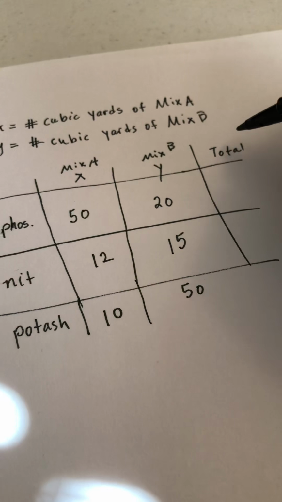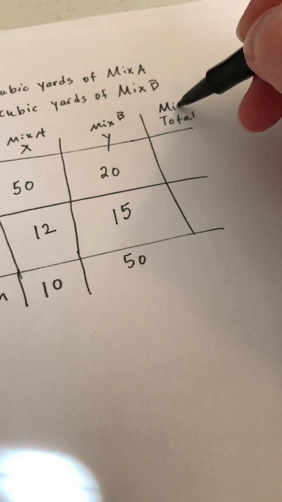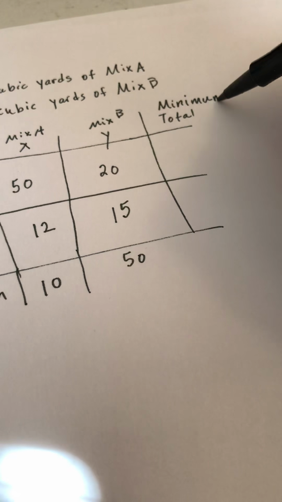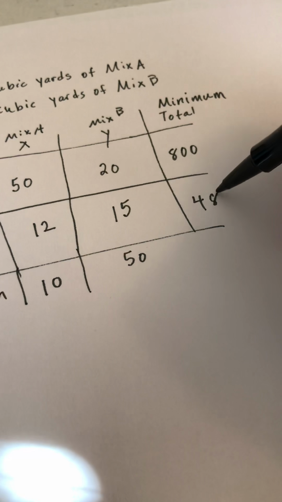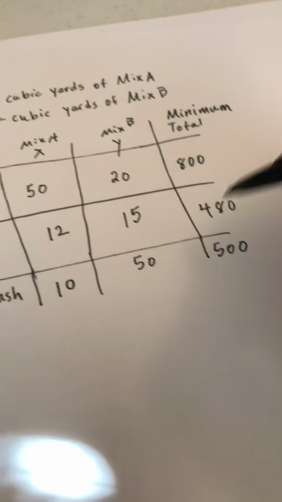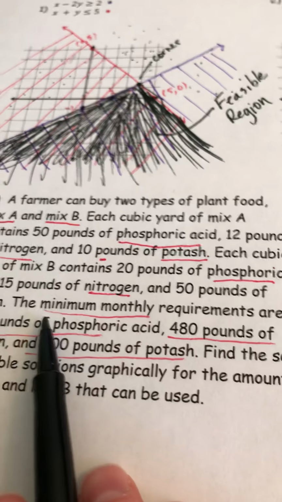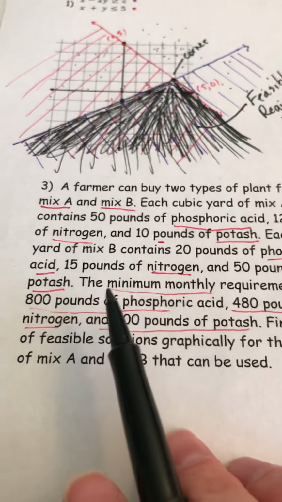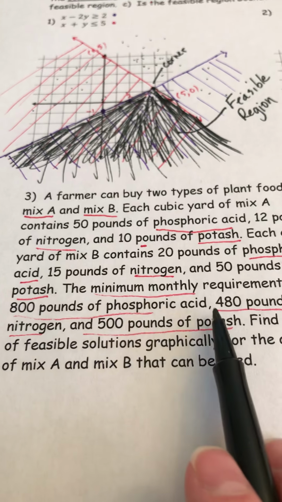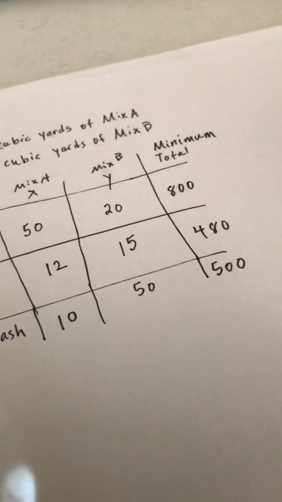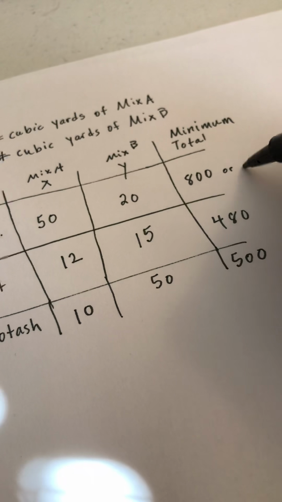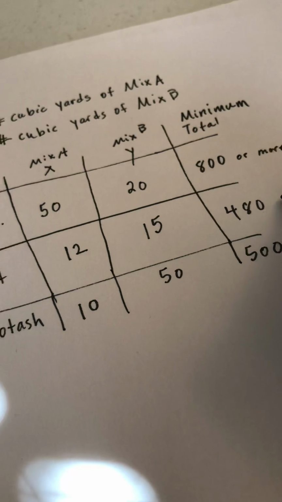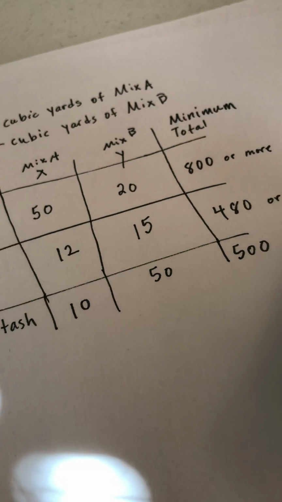Now the total is stated as minimum requirements. So minimum is going to be important here. Minimum of 800, 480, and 500 is what it's saying over here. The minimum monthly requirements are 800 phosphoric acid, 480 nitrogen, and 500 potash. So that's what I have over here. Now minimum means you have to have that much or more, 800 or more. So it has to have 480 or more, and 500 or more.